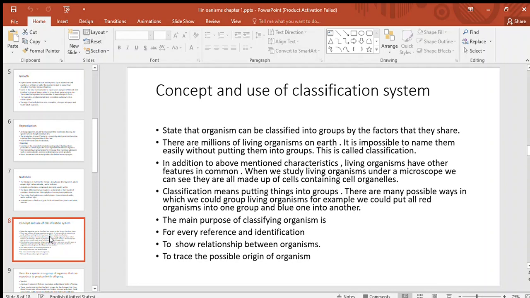There are so many, you can't remember them, so the scientists place them in a system of classification so that they are easily recognized. In addition to the above mentioned characteristics, which we discussed earlier, living organisms have other features in common. When we study living organisms under a microscope, we can see they are all made up of cells containing cell organelles. We discussed cell organelles in past chapters.